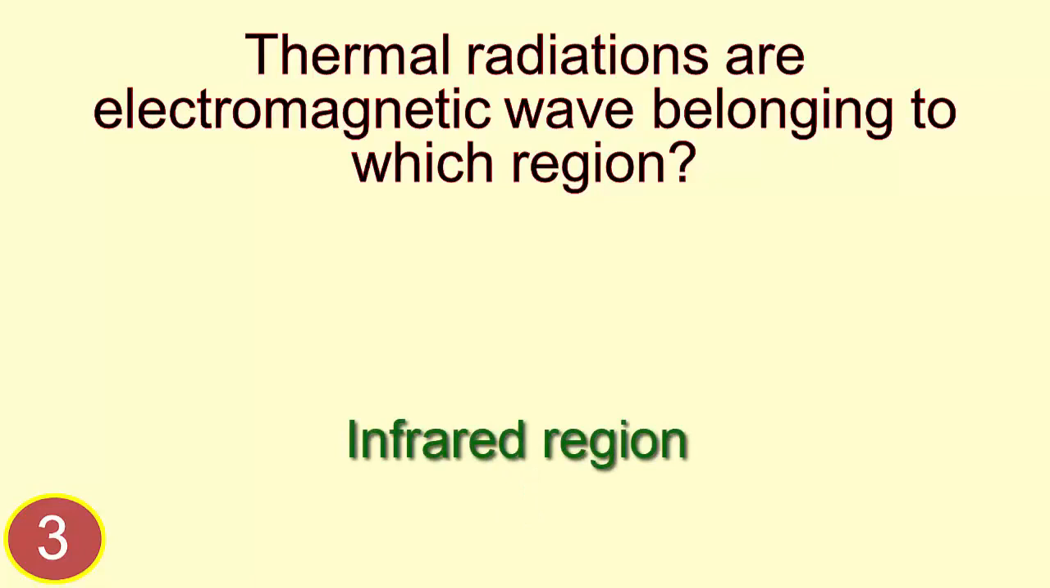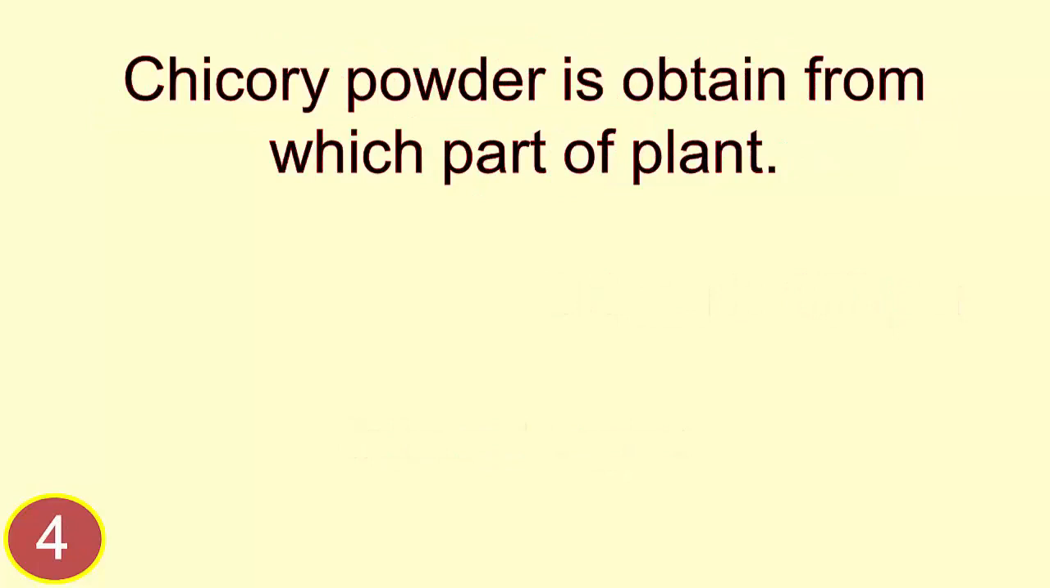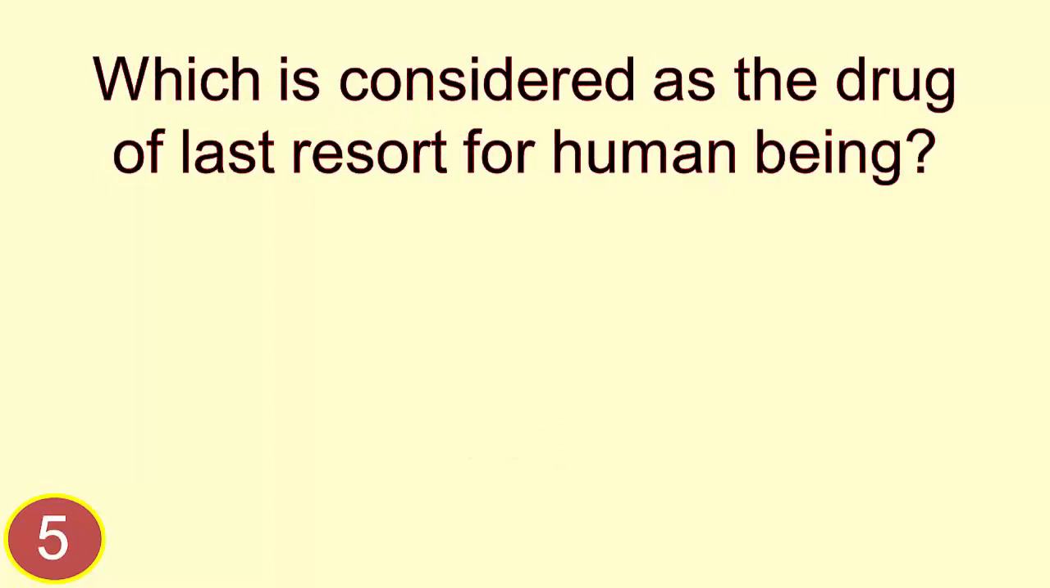Answer is infrared region. The wavelength range is from 0.1 micrometer to 100 micrometer. Chicory powder is obtained from which part of plant? Answer is root. Root chicory has been cultivated in Europe as a coffee substitute, which is considered as a drug of last resort for human beings.